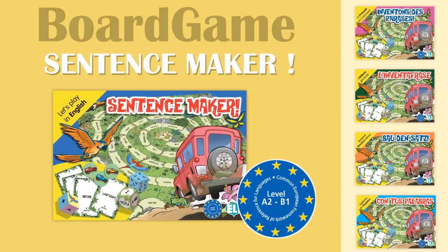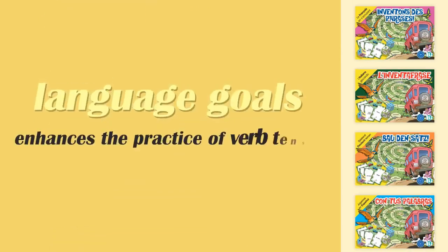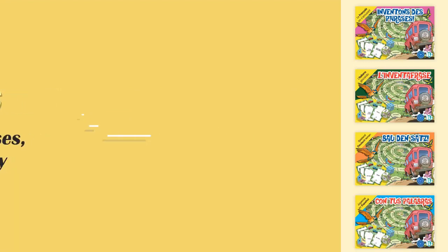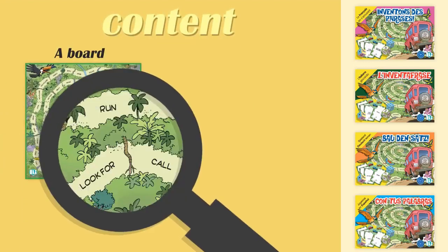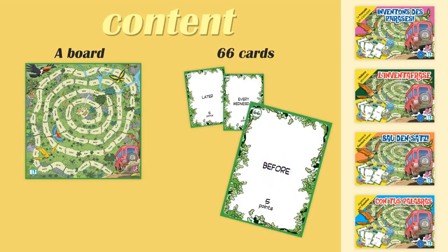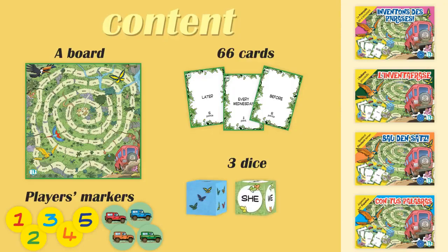Sentence Maker, A2 to B1 level. This game enhances the practice of verb tenses, time expressions and vocabulary through the continuous process of sentence creation. The box contains a board with 66 spaces, each showing a verb in the infinitive form, 66 cards with time expressions and indication of point value, players' markers and 3 dice, a 6-sided number die, a die with personal pronouns, a die with different sentence forms and 2 joker sides.